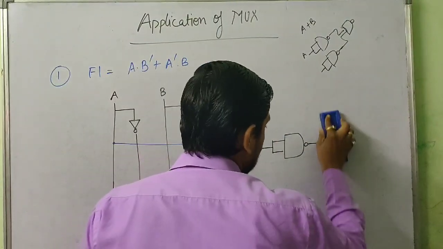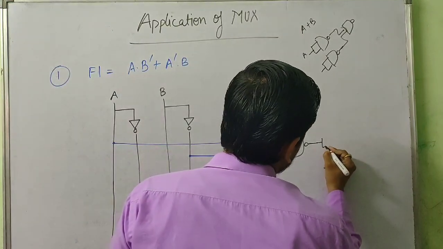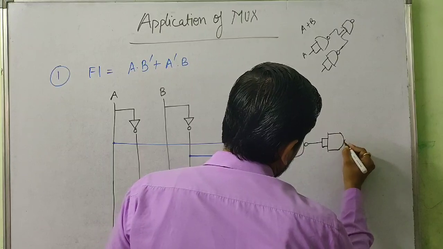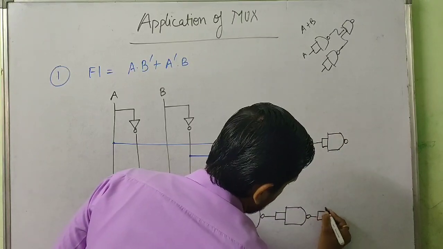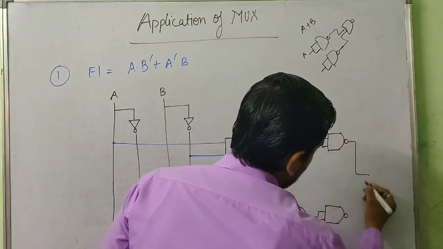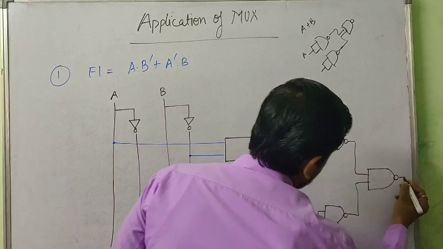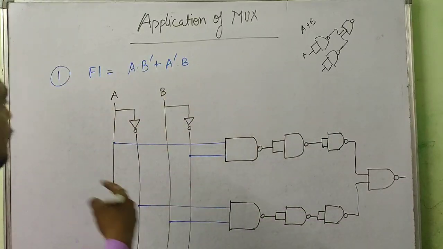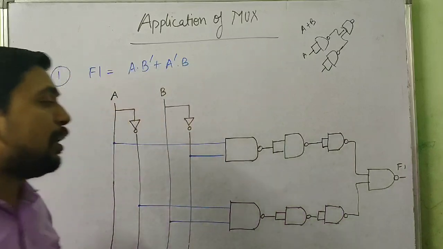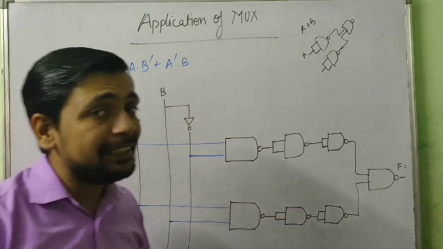Okay, so let's do it. For their complement, here also, and the result of them will be NANDed together. Now that is the result of F1. So this is how we form the given Boolean expression with the help of NAND gates only.